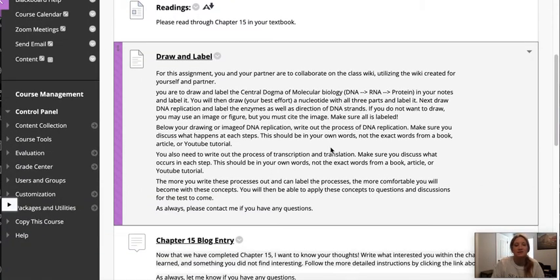And then assessments, I wanted to make different assessments. So their first would be to draw and label different parts of the central dogma. So DNA, RNA to protein, different portions of DNA, how they replicate, etc. This is really helpful in biology for them to be able to draw this out and label it so that they can remember it for a test.